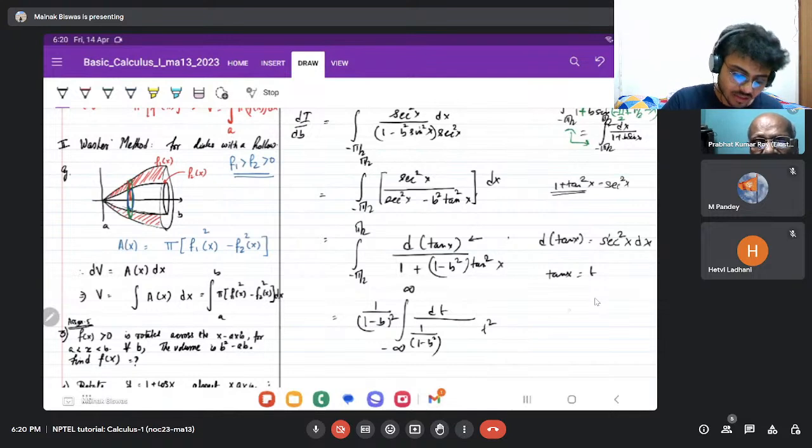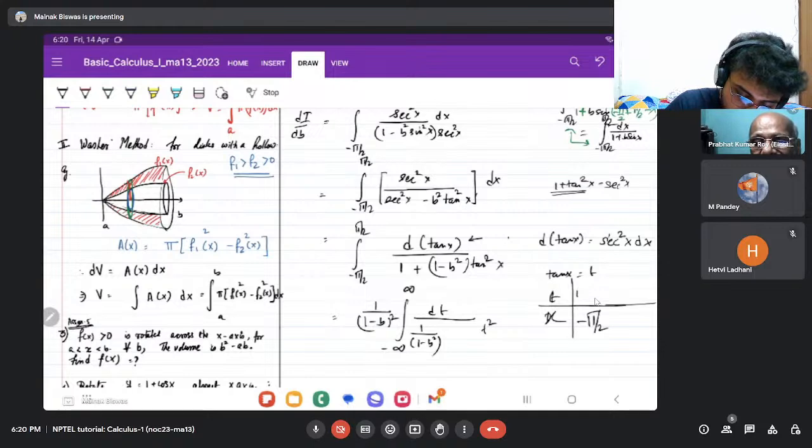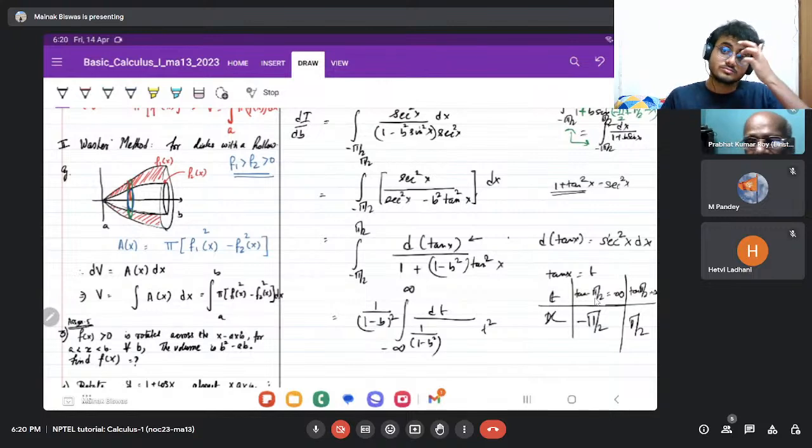Why is it minus infinity to infinity? See, t and tan x, right? So if we take x equal to minus pi by 2, you have tan t equal to tan of minus pi by 2, which is minus infinity, and tan of pi by 2 tends to infinity, right? This would be your integral.